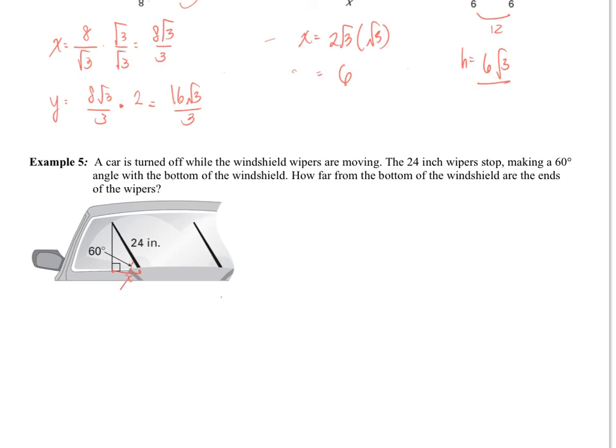So since this is a 30-60-90 triangle, x can be calculated by taking the length of the wiper and dividing that by 2. So that would be 12 inches.